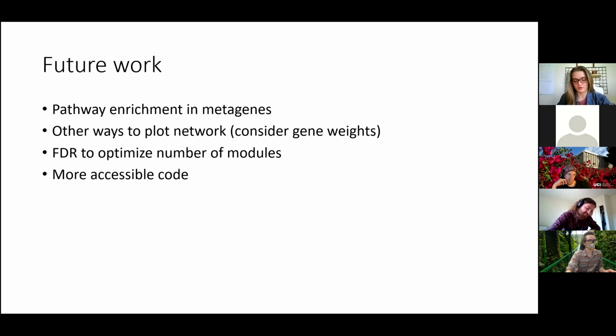And then I also want to use the false discovery rate estimation to optimize the number of modules and also make my code a little bit neater and more accessible. It would be nice to get this on GitHub and actually create a resource that people can use, because there's definitely a gap. It was pretty difficult to find anything for analyzing transcriptomic data with ICA.